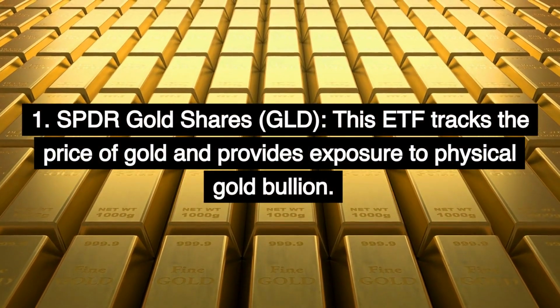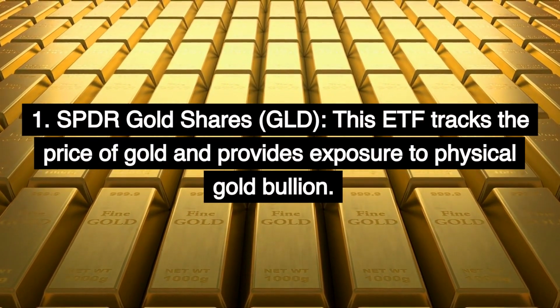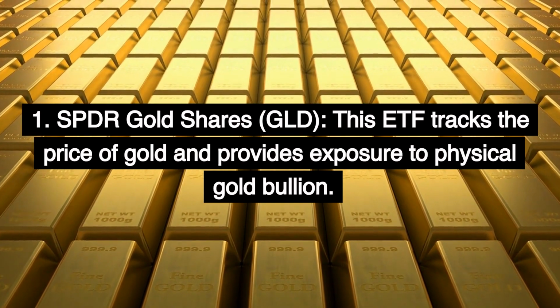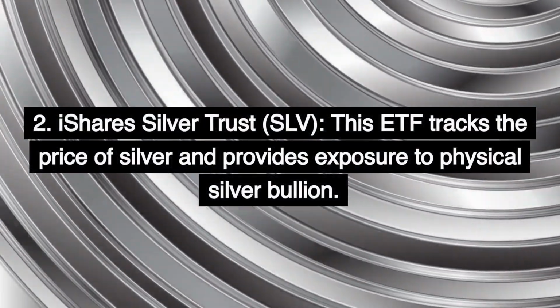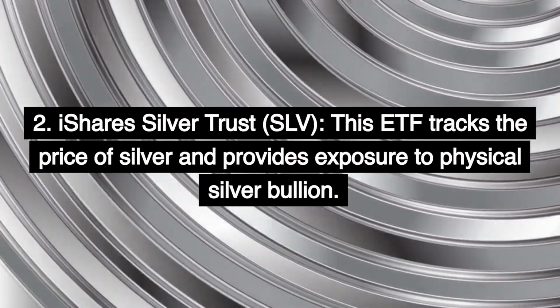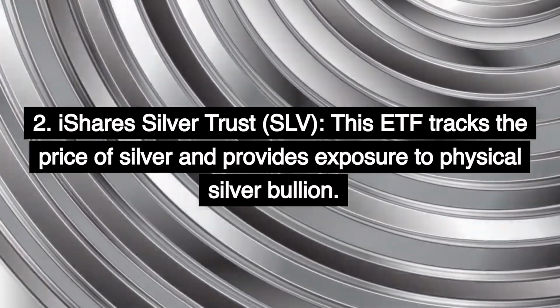10 most popular commodity ETFs. 1. SPDR Gold Shares, GLD. This ETF tracks the price of gold and provides exposure to physical gold bullion. 2. iShares Silver Trust, SLV. This ETF tracks the price of silver and provides exposure to physical silver bullion.